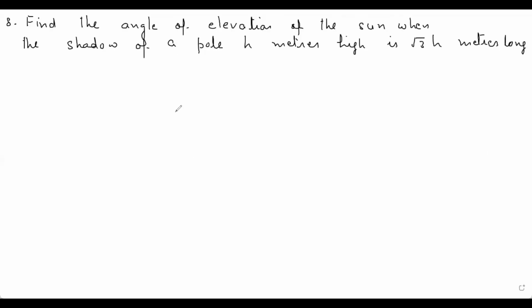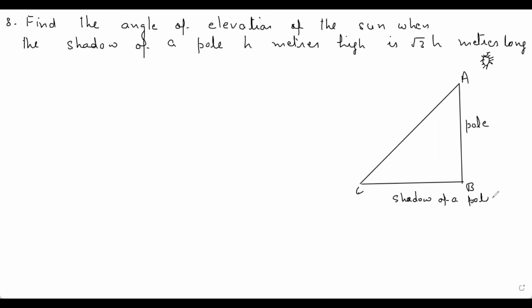Now the eighth question is, find the angle of elevation of the sun when the shadow of a pole h meters high is √3 h meters long. Now figure of this question is, now you have to find the angle of elevation of the sun when the shadow of a pole h meters high is √3 h meters long. Now AB is a pole and BC is a shadow of a pole. The height of this pole is h meter and the shadow is √3 h meter. I am to find this angle.